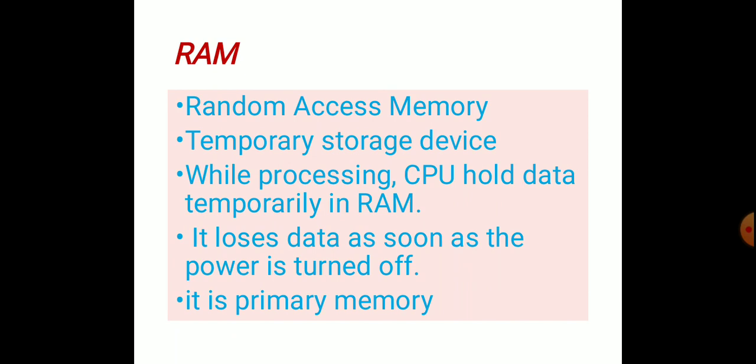Next device is RAM, random access memory. It is a temporary storage device. While processing, CPU holds data temporarily in RAM. It loses data as soon as the power is turned off. It is primary memory. Whenever you enter the data to the computer, it will be stored in the RAM.